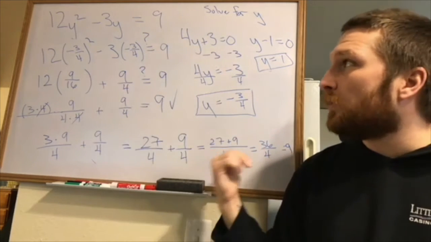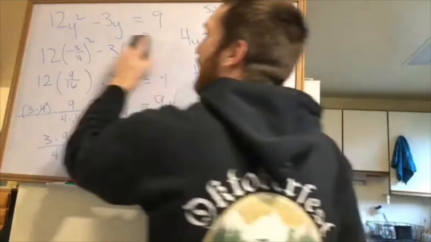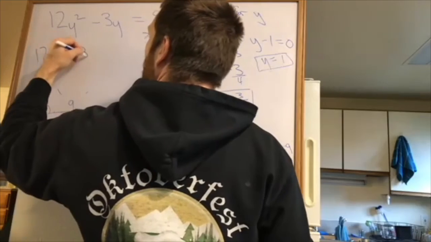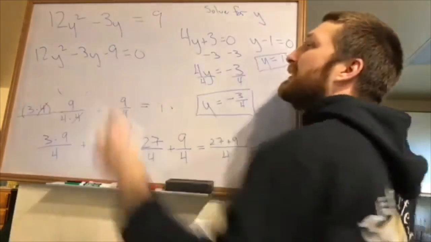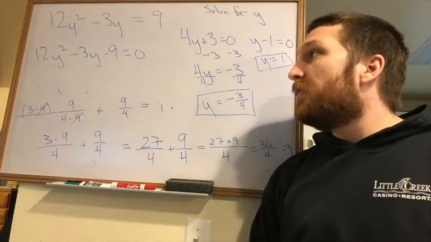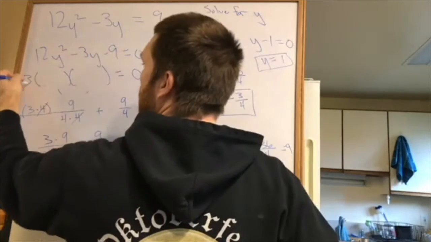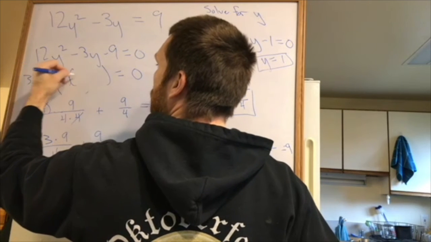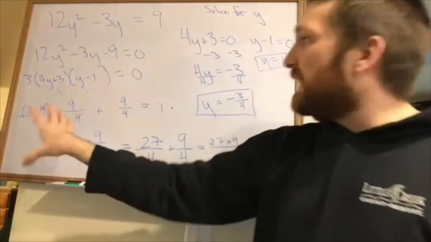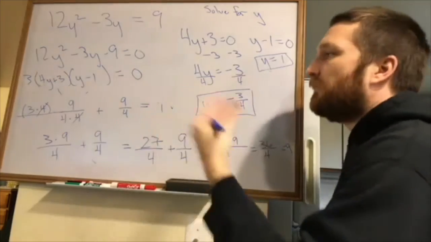So now we have a new tool in our toolbox, which says, if you could rewrite this equation so that it is equal to 0, which you can, 12y squared minus 3y minus 9 equals 0, then you could take advantage of the fact that if it's factorable, once you factor it, which is what we had, 4y plus 3 times 3y minus 1, then this will be true for every single factor that equals 0.